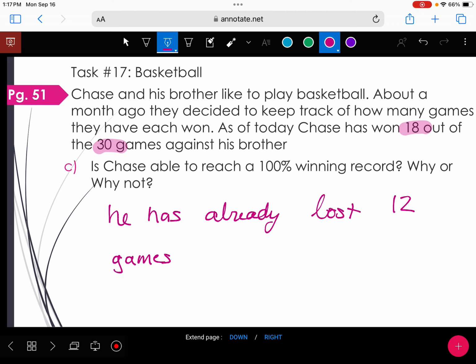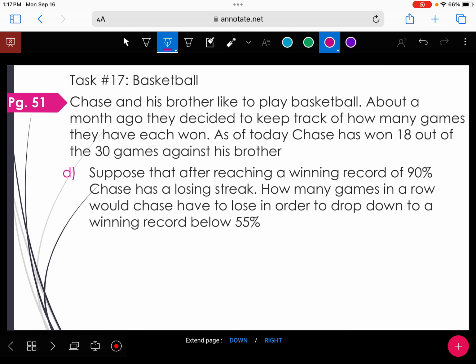So now what we're going to do, part D, is similar, but not exactly the same. This is the last bit. So, we're saying he does get to that 90% win rate. Brother has broken his foot. He was just stomping on him, not going easy on him. So, he did it. He got to that 90% win rate.